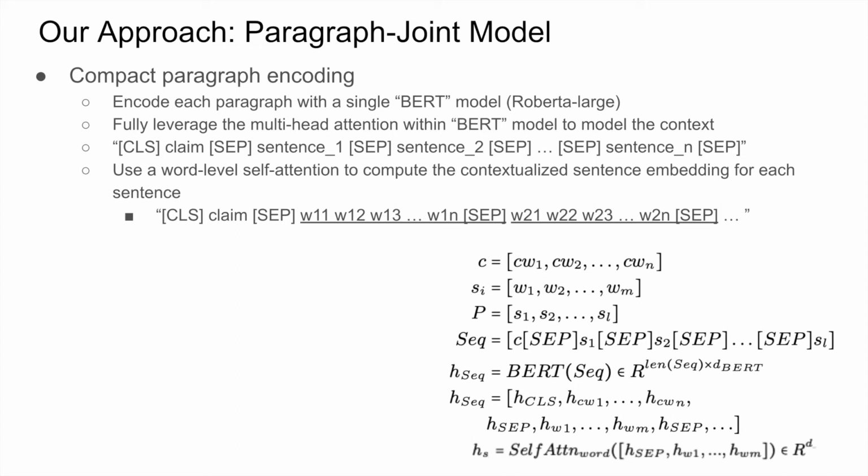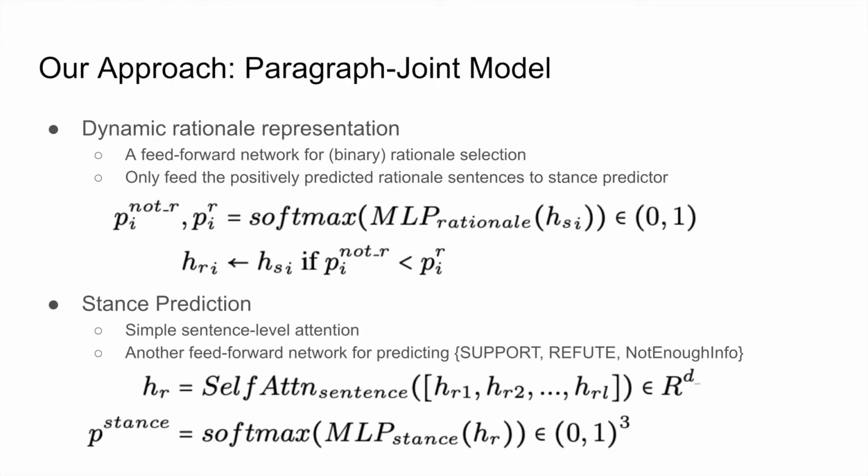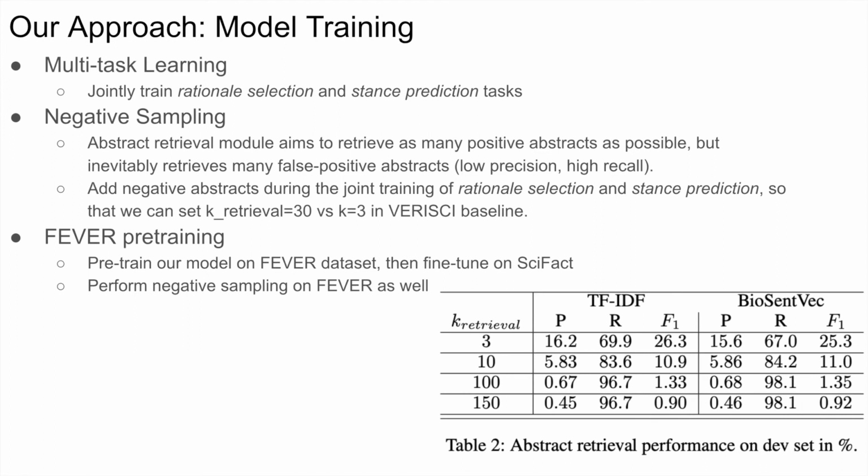We then use a word-level self-attention to compute the contextualized sentence embedding for each sentence. Next, we use a feed-forward network to predict whether each sentence is a rationale sentence or not. And we only feed the positively predicted rationale sentences to the stance predictor. As for the stance prediction, we use a simple sentence-level attention and another feed-forward network to predict the support, refute, or not enough info labels. For the model training, we use multitask learning to jointly train the model on rationale selection and stance prediction tasks.